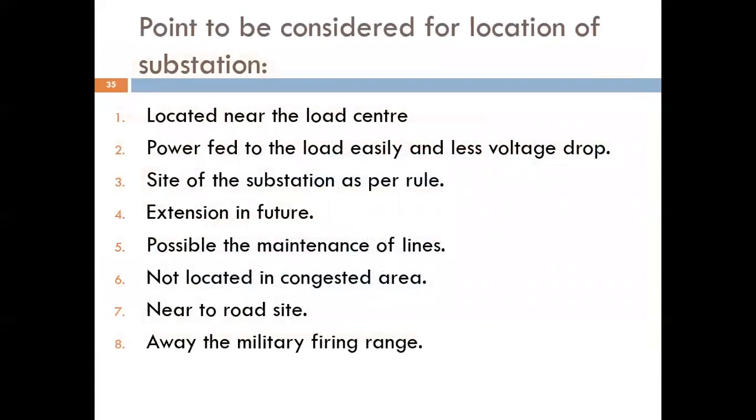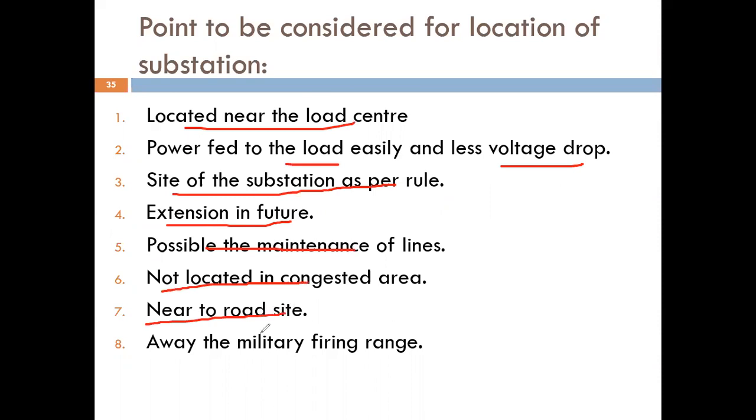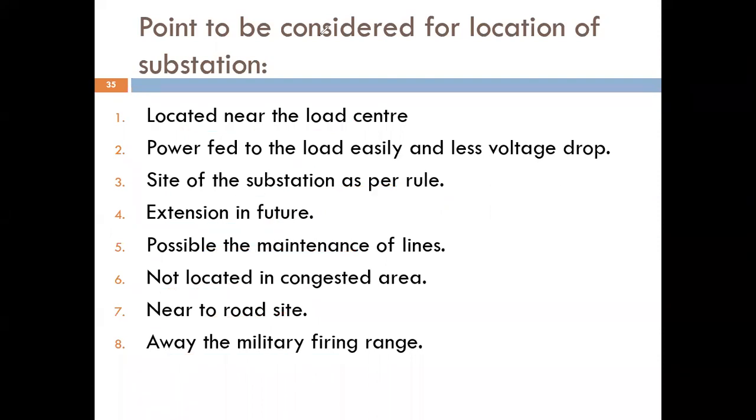Now, points to be considered for the location and site selection of a substation. There are eight points to be considered. Located near the load center, which is very important because it reduces the transmission cost. Then power can feed the load easily, with less voltage drop. Site of the substation as per the rule. Extension in future should be possible, with maintenance lines, not located in a congested area, near the roadside, and away from a military firing range. These are the main eight points considered for the location of a substation.